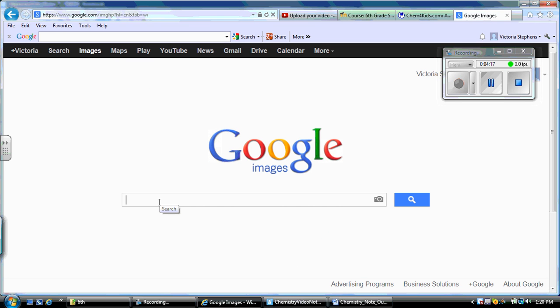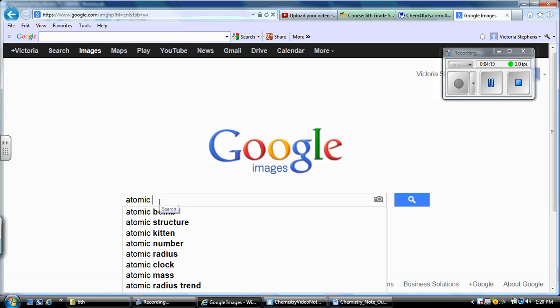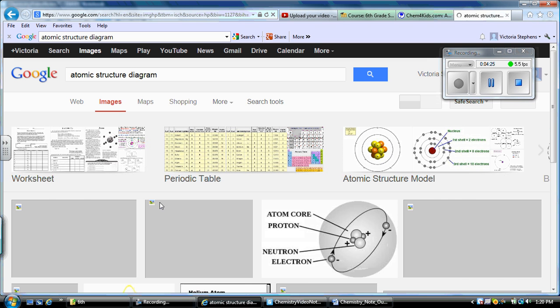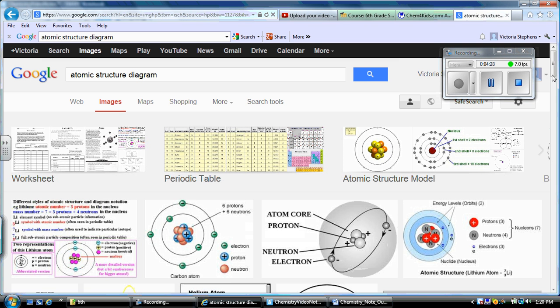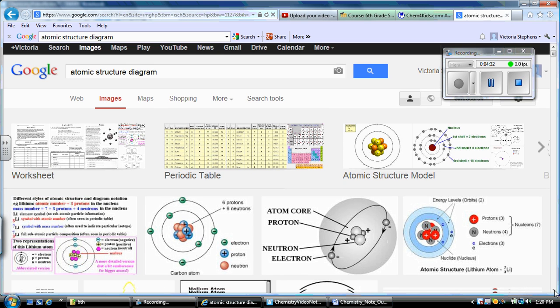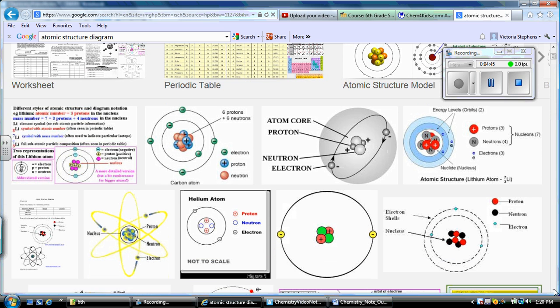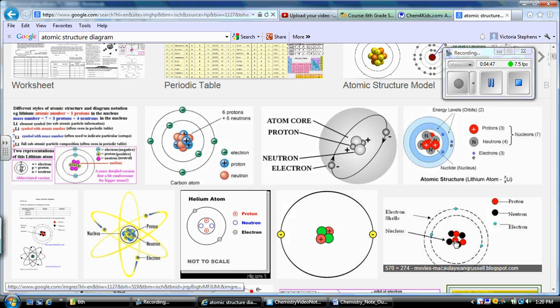If you go to Google Images and type in atomic structure diagram, okay, you can get all different sorts of pictures to help you, because I would draw more than one. Okay, so it's showing you, again, protons and neutrons are in the center of the atom, electrons are on the outside. Okay, they call that center part of an atom the nucleus. So the nucleus contains protons and neutrons.